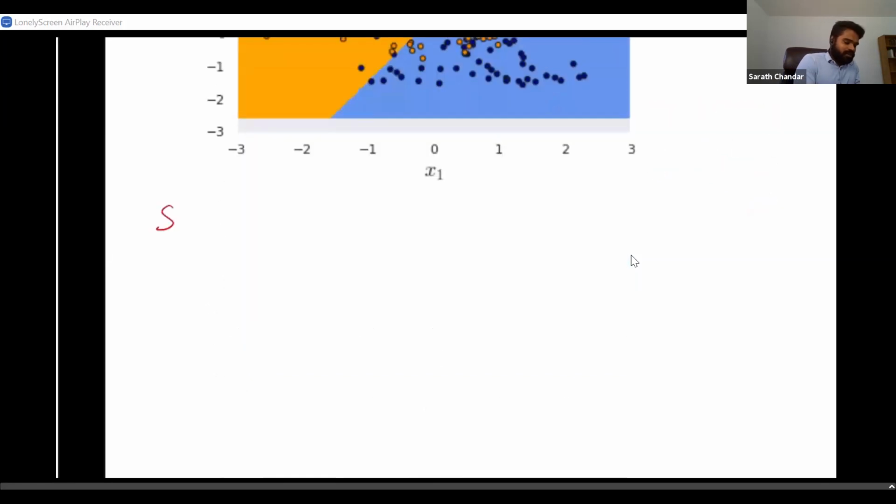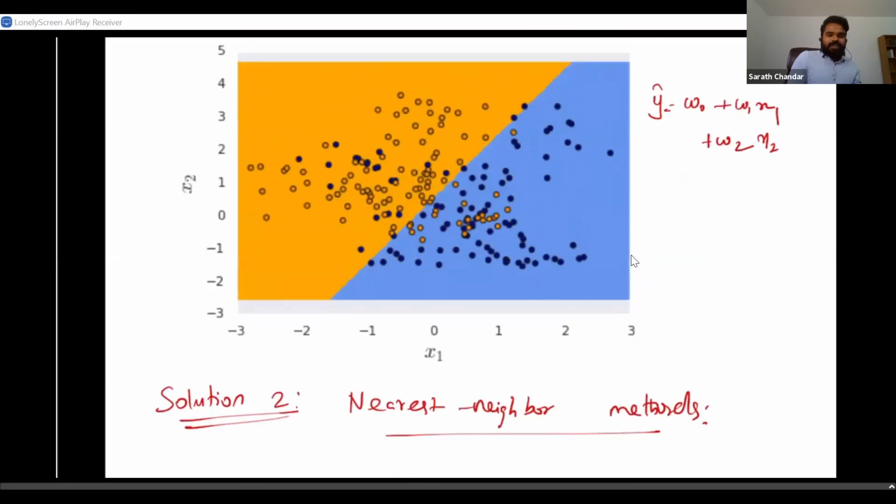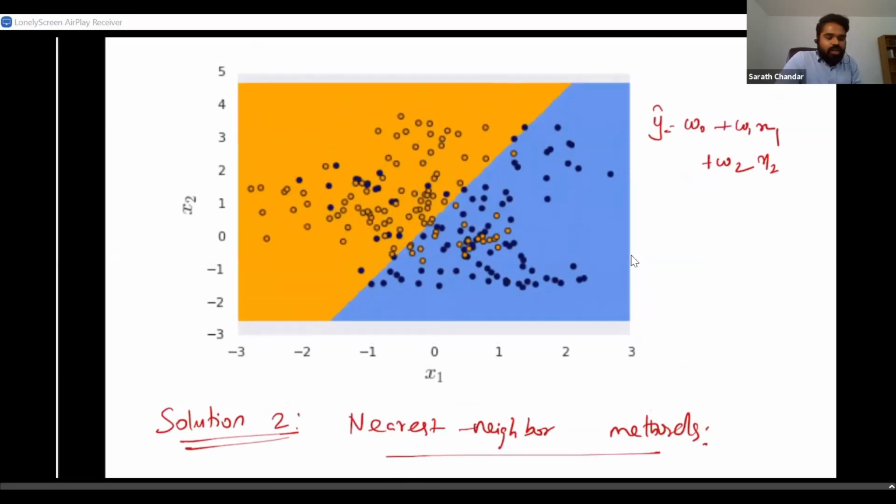Someone started telling me this solution, which is a new algorithm that we will introduce now: the idea of using nearest neighbors. This is a very simple classification algorithm where the idea is to look at your neighbors. If you have a lot of orange neighbors, then probably you are orange too. Similarly, if you have a lot of blue neighbors, then probably you are blue too.